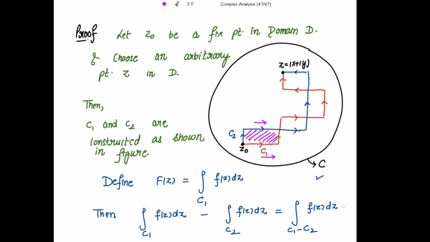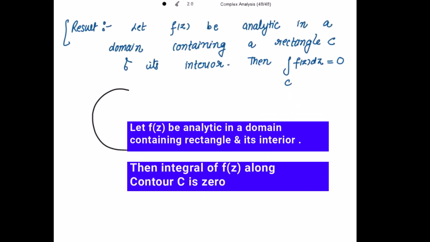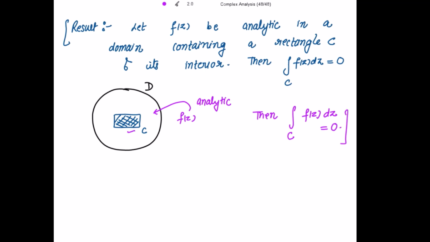Okay. So this integral is equal to 0. Why? Because the integral along the closed rectangle is 0. If f(z) is analytic in a domain D containing the rectangle C and its interior, then the integral of f(z) along the contour C, now here contour C is a rectangle, is equal to 0. So I am applying this result.